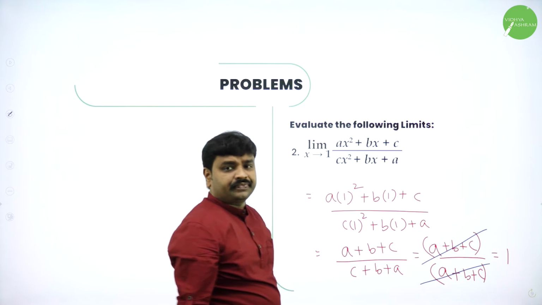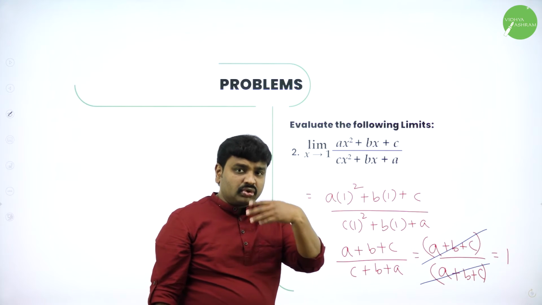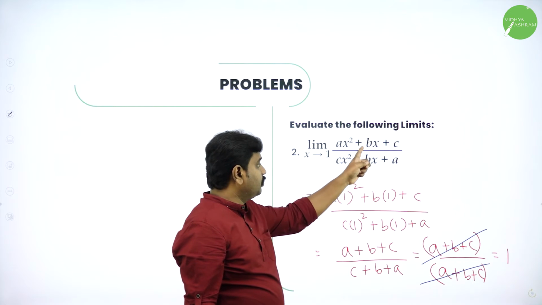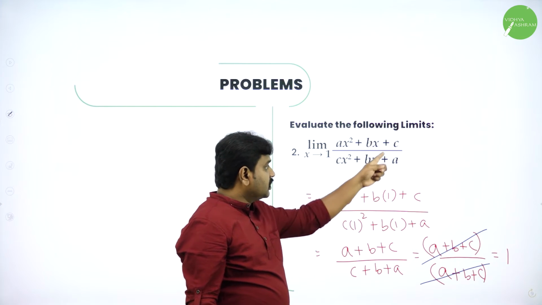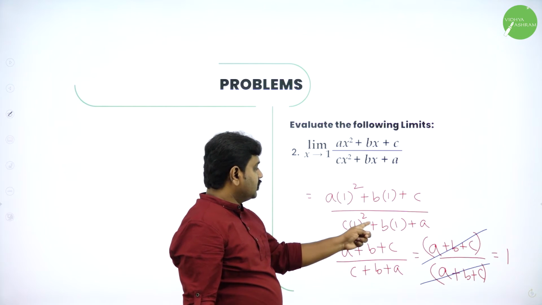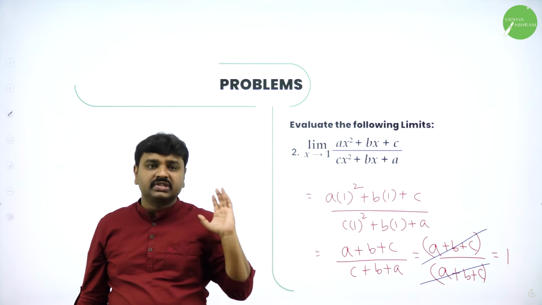Are you able to follow? So limit x tends to 1 means what? In the place of x put 1. So a as it is, in the place of x square put 1 square, b is there, put b, c let it be, and cx square means c into 1 square plus b into 1 plus a. Simplify, you will get it. I hope all of you understood this.